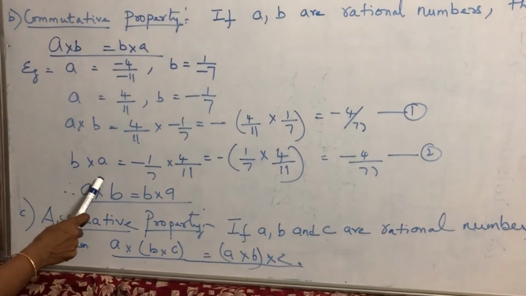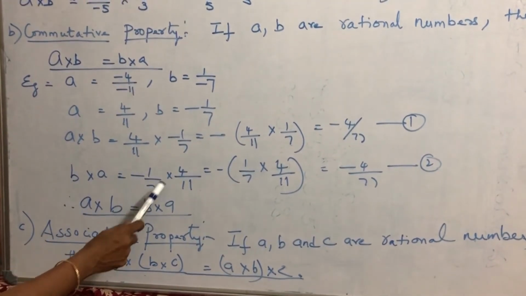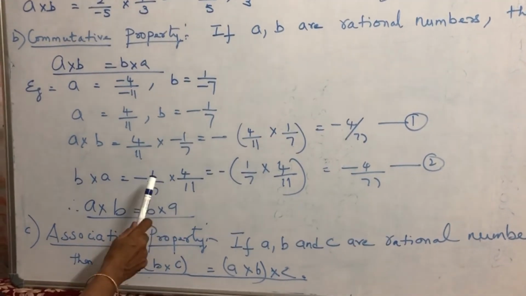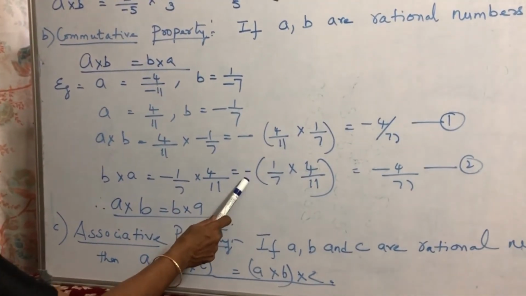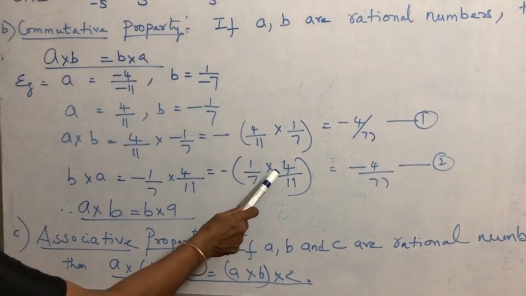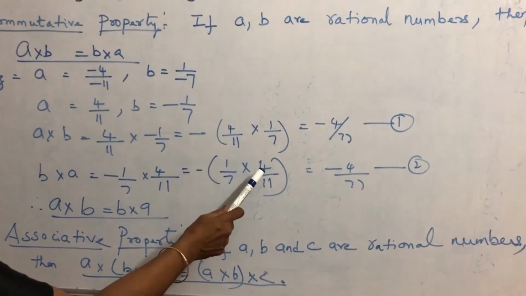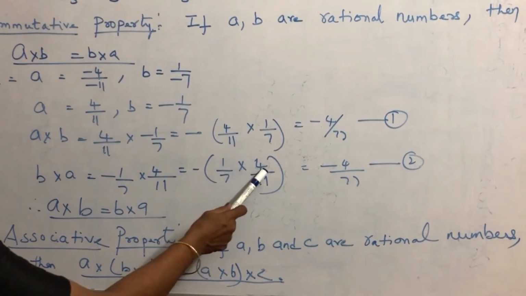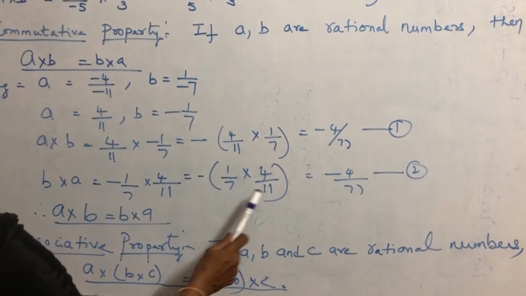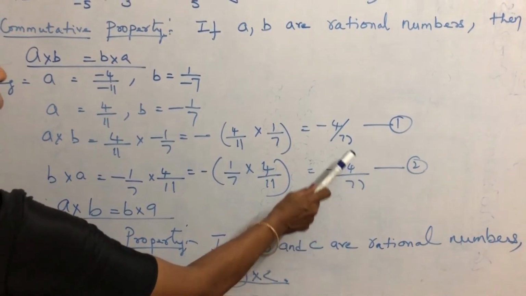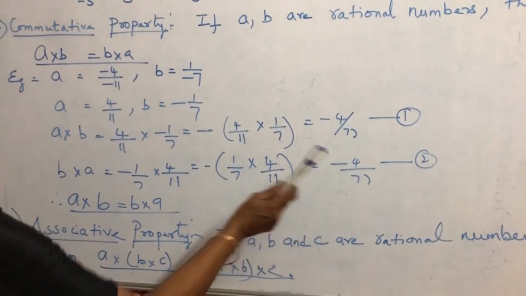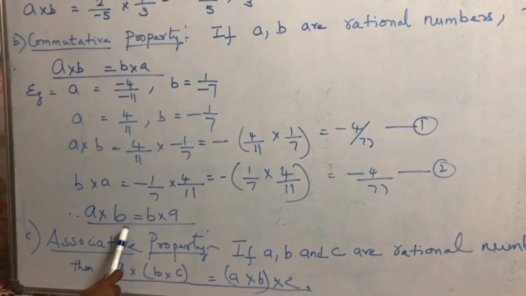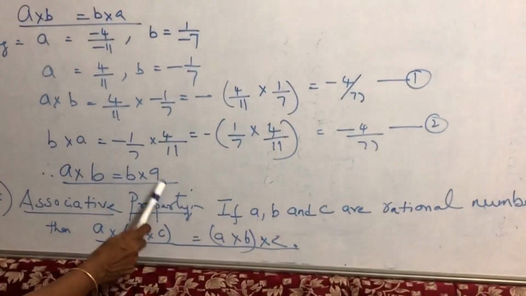Coming to B into A: minus 1 by 7 into 4 by 11. Minus into plus is minus. 1 by 7 into 4 by 11. No chance for simplification, so we have to multiply. 1 into 4 is 4, 7 into 11 is 77. Both the results are same. So A into B is equal to B into A.